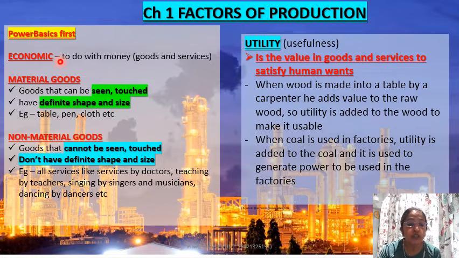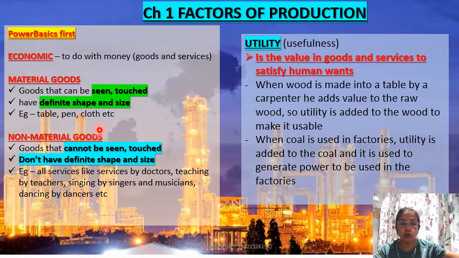What are material goods and what are non-material goods? Material goods are goods that can be seen, touched. They have definite shape and size. Table, pen, cloth. Look at a pen. I can feel it. I can touch it. I can see it. It's not invisible. It has a definite shape, a cylindrical shape. It has a size. This is a material good.